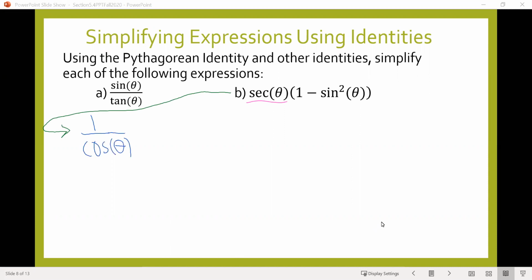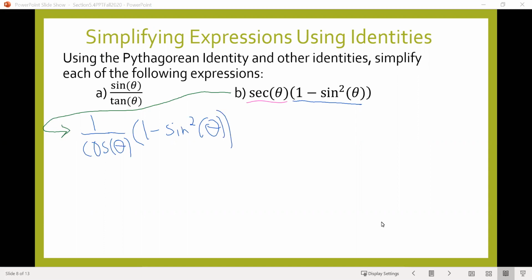And then we have that 1 minus sine squared theta in the parentheses there. At first you might think, well, there's not much we can do with that because it's already in terms of sines and cosines, right? We see a sine there. So we would just have 1 over cosine times 1 minus sine squared. It doesn't look super friendly to me.